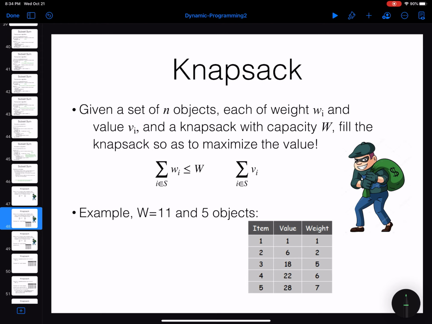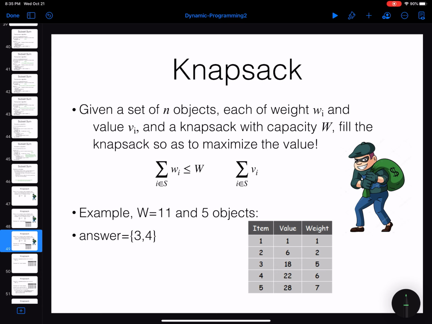Let me give you an example, some instance of a problem. Assume W is equal to 11 and I have 5 objects. These are the objects, with the values and weights associated to them. Item 1 has value 1, weight 1, item 2 has value 6, weight 2, and so on. So what is going to be the optimal answer in this case?